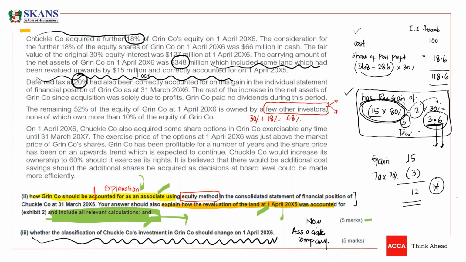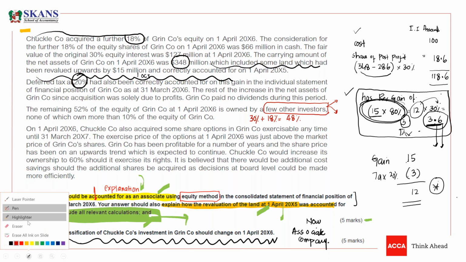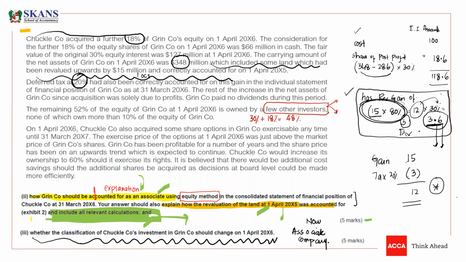Now, on 1st April X6, C company also acquired some share options in Green company. This is really important. So the question is actually suggesting us to apply potential shareholding. They are acquiring certain share options in Green company, exercisable anytime. What does it mean, exercisable at any time? Can we exercise it now?